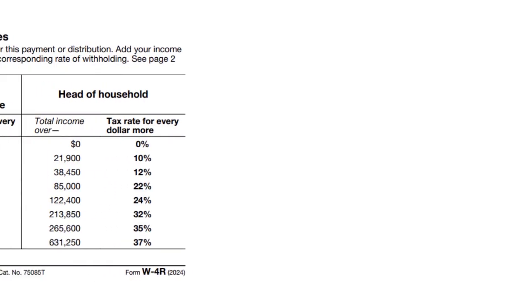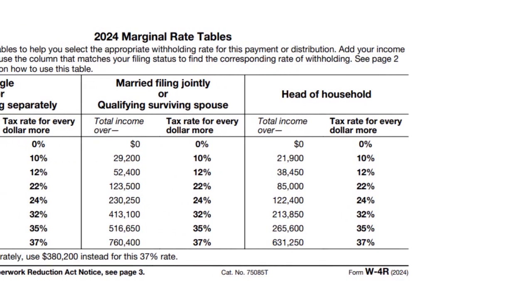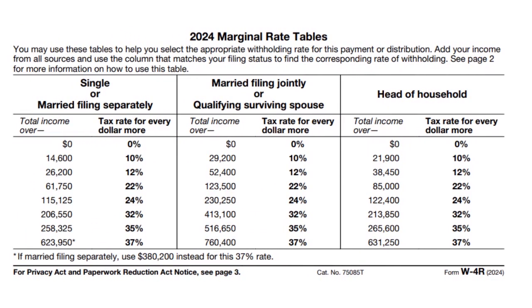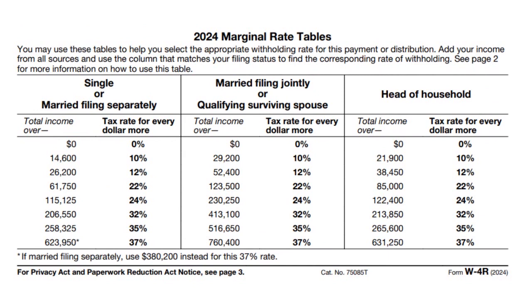I want to show you also on the screen here the marginal rate tables. Those rate tables are kind of important because they tell you what kind of brackets you can find yourself in based on your filing status, whether you are single or married filing separately, married filing jointly or qualifying surviving spouse, or head of household. In either case, everything depends upon your tax situation.